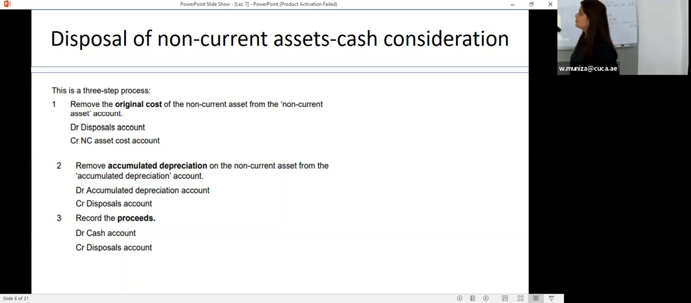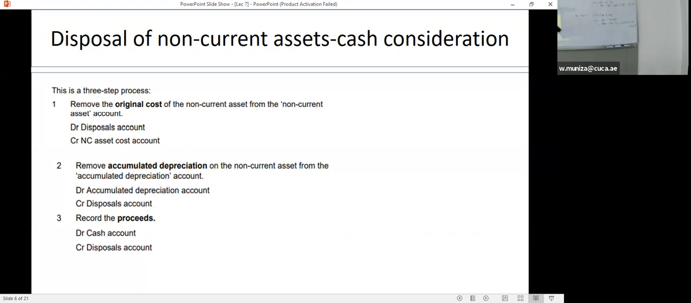Remove the original cost of the non-current asset from the non-current asset account. हम लोगों को de-recognize करना है cost of the non-current asset from our books of accounts. What accounting entry are we going to pass? Debit disposal account, credit non-current asset account. Students, when we purchase an asset, we debit it. When we are selling it, when we are de-recognizing it, we are going to credit it. Decrease in asset is credit.